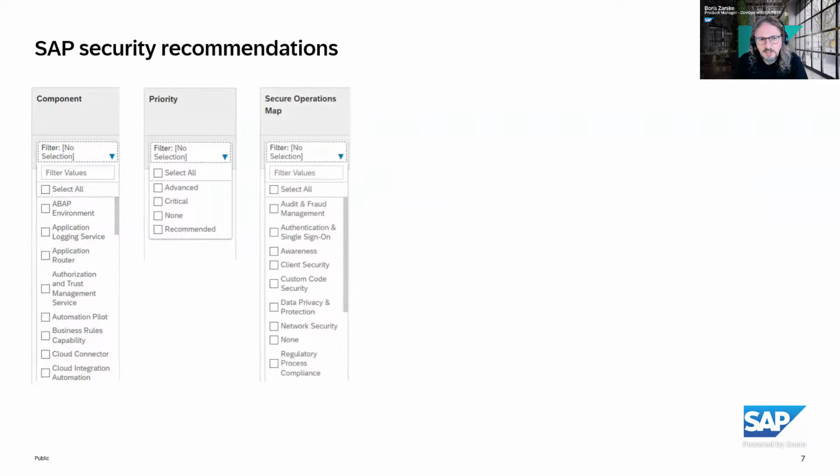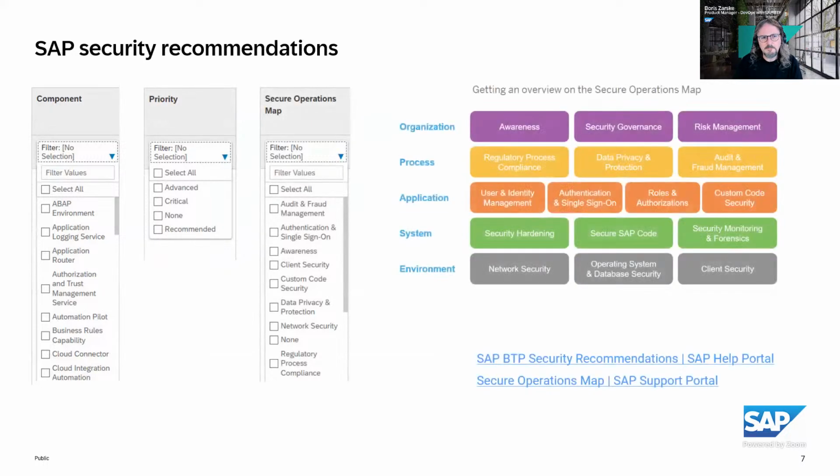You find recommendations in the SAP Help portal, and you can filter them by component from the Business Technology Platform, also by priority. And we also have different phases here in the so-called secure operations map. There we tried to give an overview of different aspects around organization, processes, the application, the environment, and the infrastructure, which allows you to deep dive and get best practices along those different aspects.